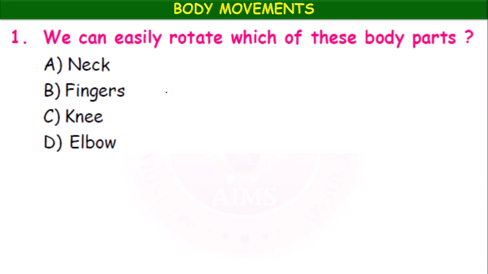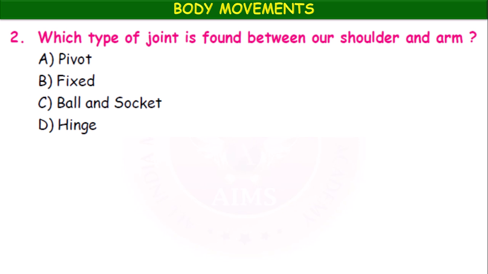Question 1. We can easily rotate which of these body parts? Neck, finger, knee, elbow. In the neck region, which joint is present? Pivot joint is present, so we can freely or easily rotate, both clockwise and anti-clockwise.